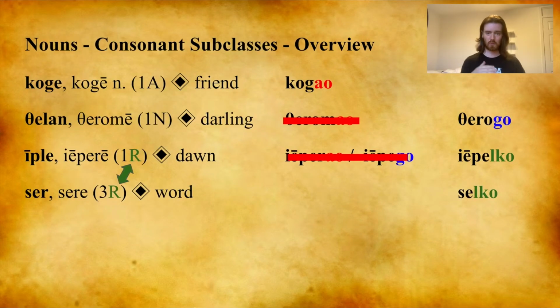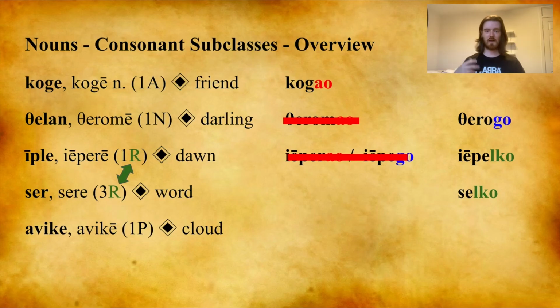These endings for consonant subclasses apply across the declensions, such that I ple belong to the first declension and ser belong to the third declension. Both take the genitive singular ending ulko, replacing the final rhotic sound of the stem, because the important fact here is that they both belong to the rhotic subclass.